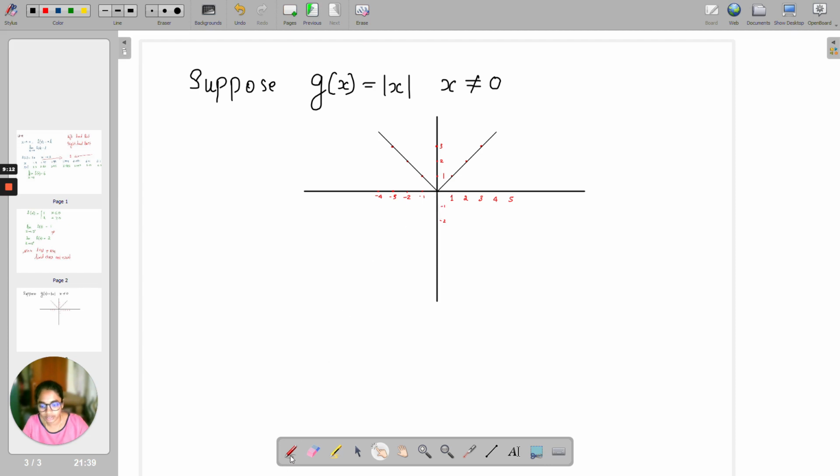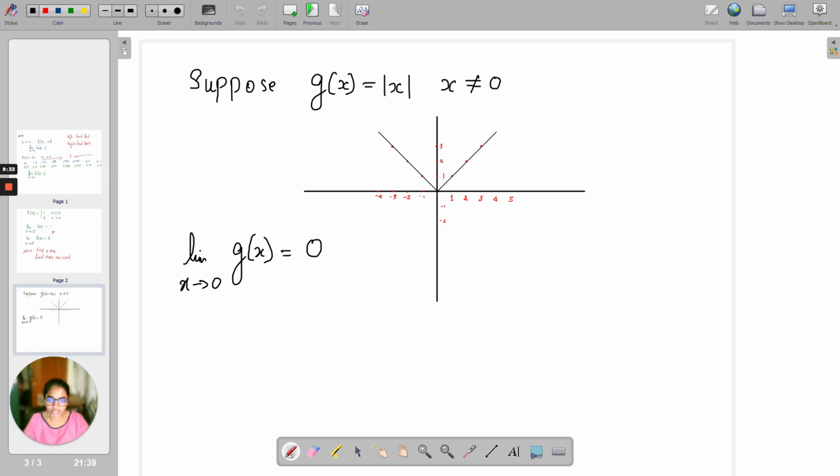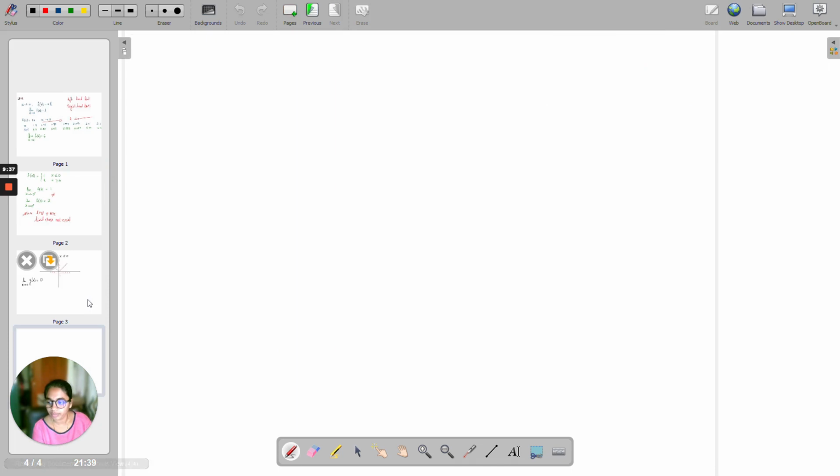So can I write limit x tending to 0, g of x is equal to 0? Yes. If you still do not understand, write a table like this. You would get 0 itself. Yes. Moving on, let me take a problem.